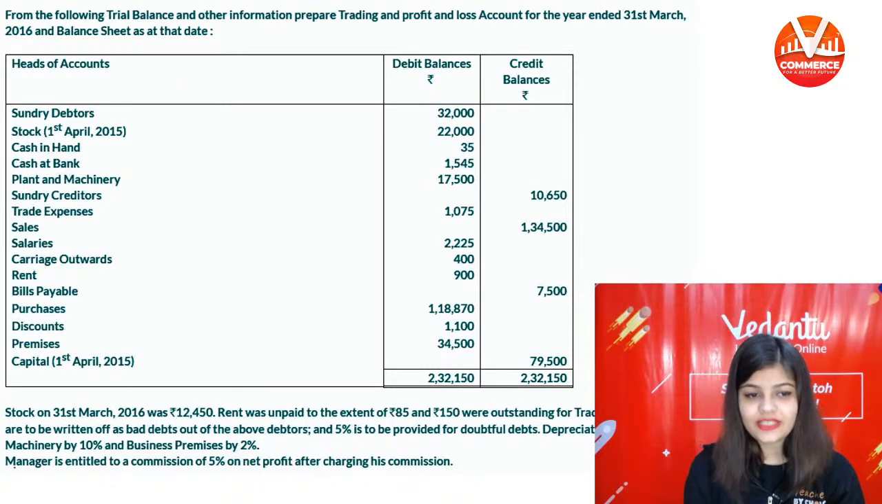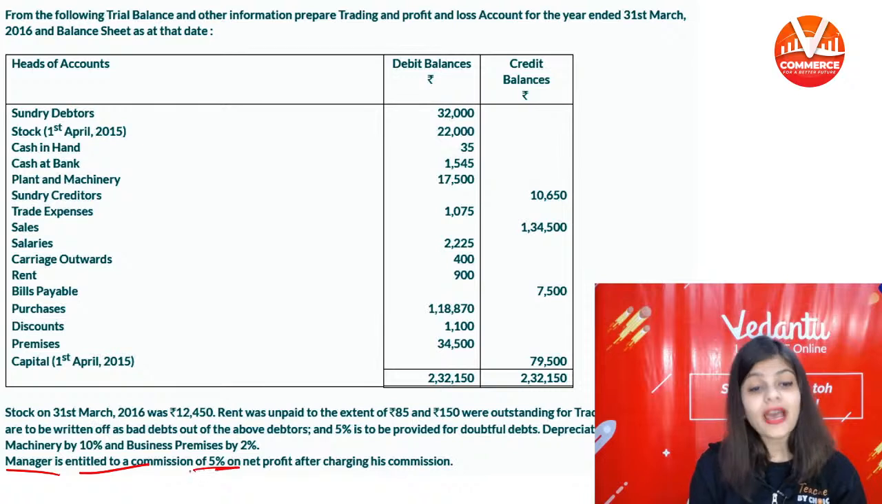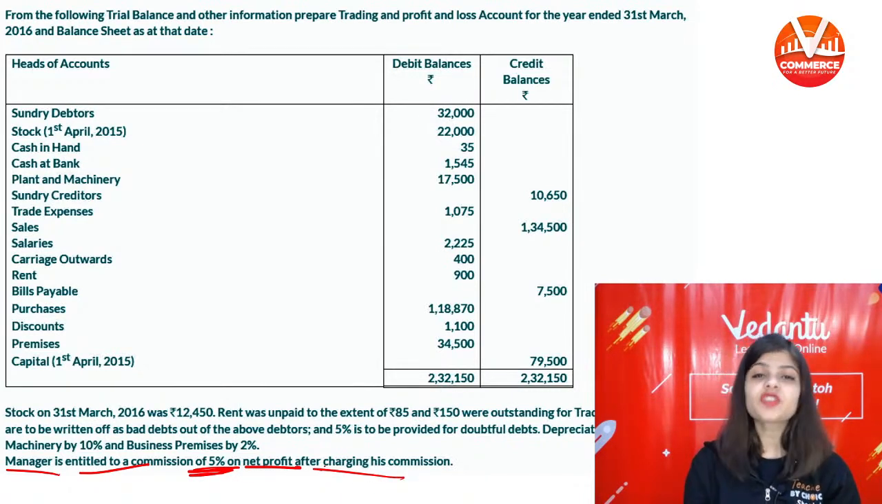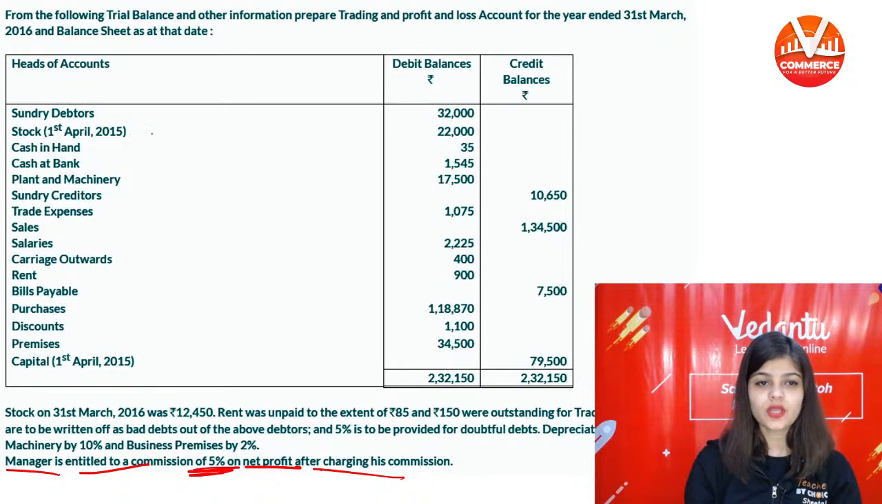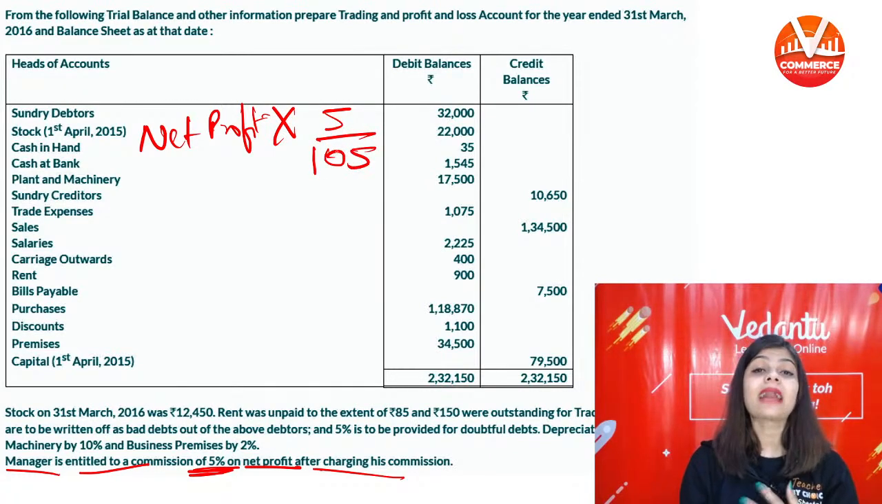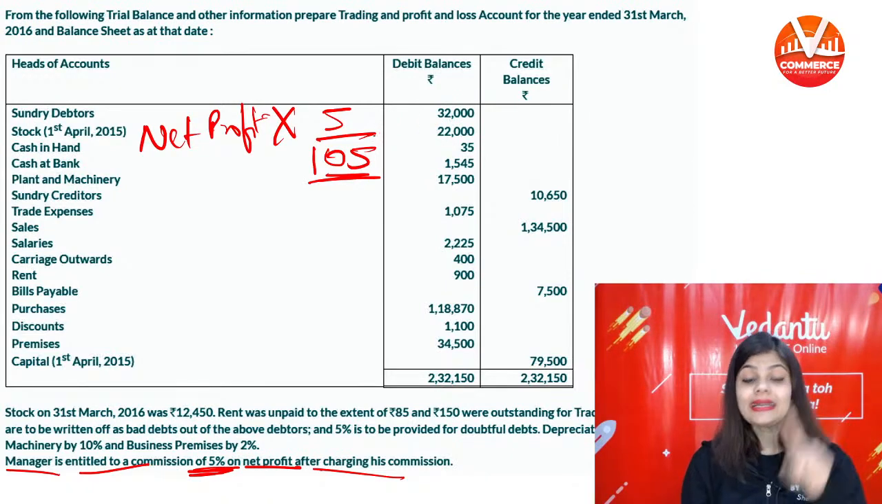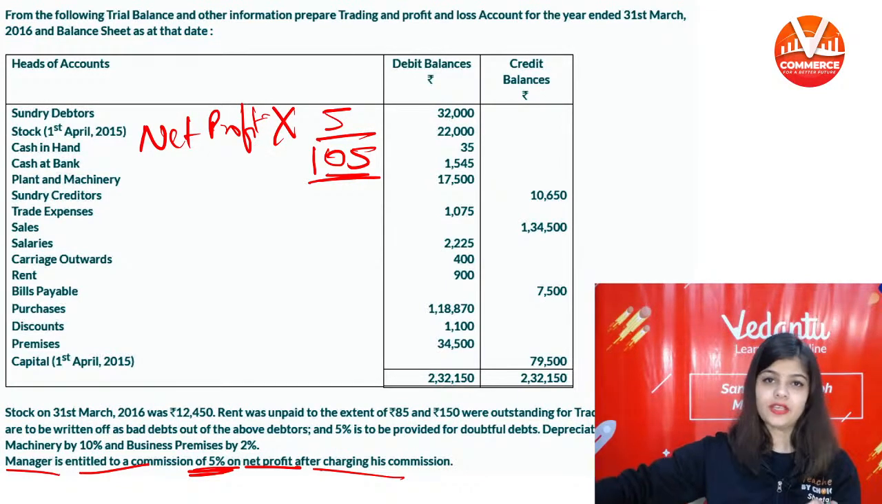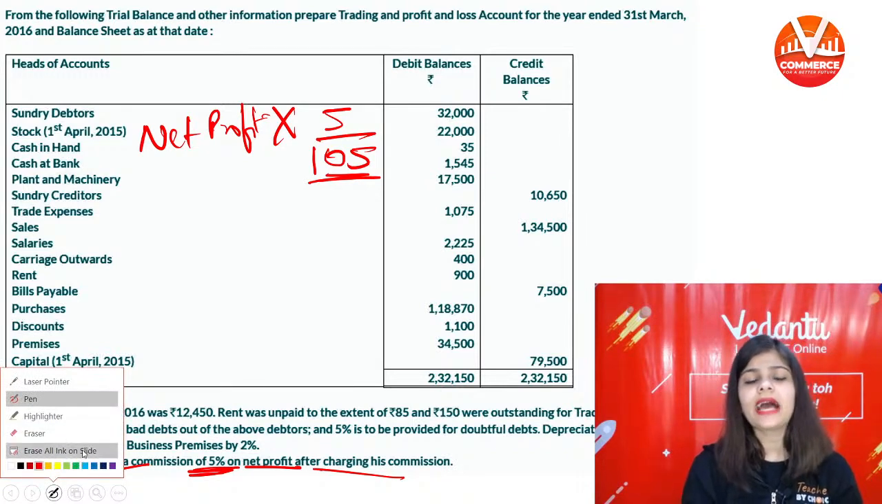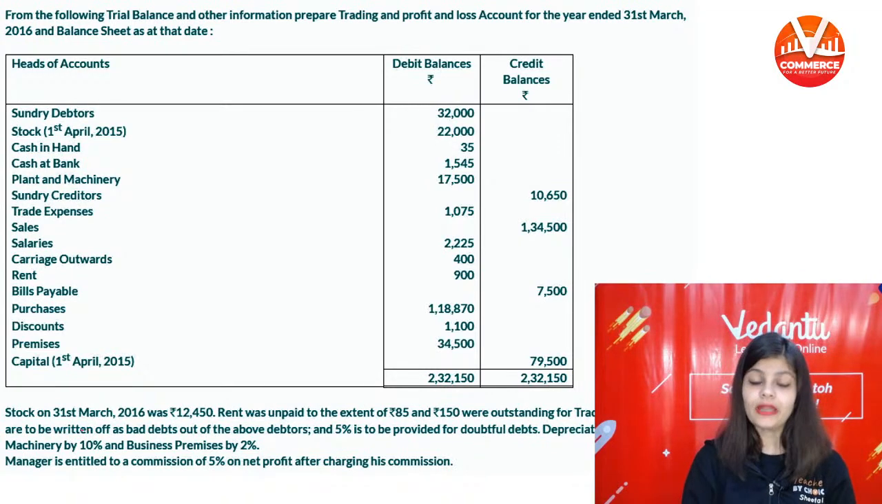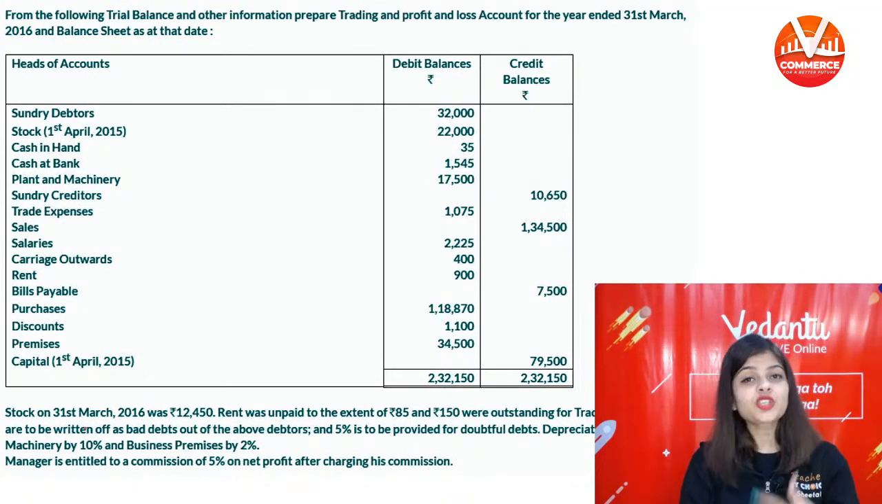Now coming on to the last adjustment, manager is entitled to 5% commission on net profit after charging his commission. So we have to give commission to the manager at the rate 5% on net profit after charging his commission. So you will calculate the commission as net profit multiplied by 5 upon 105. You will write 105 because he will be provided commission on net profit after charging his commission. So it will be 5 upon 105. First of all, we will calculate gross profit, then net profit, and on that net profit we will give commission to the manager.